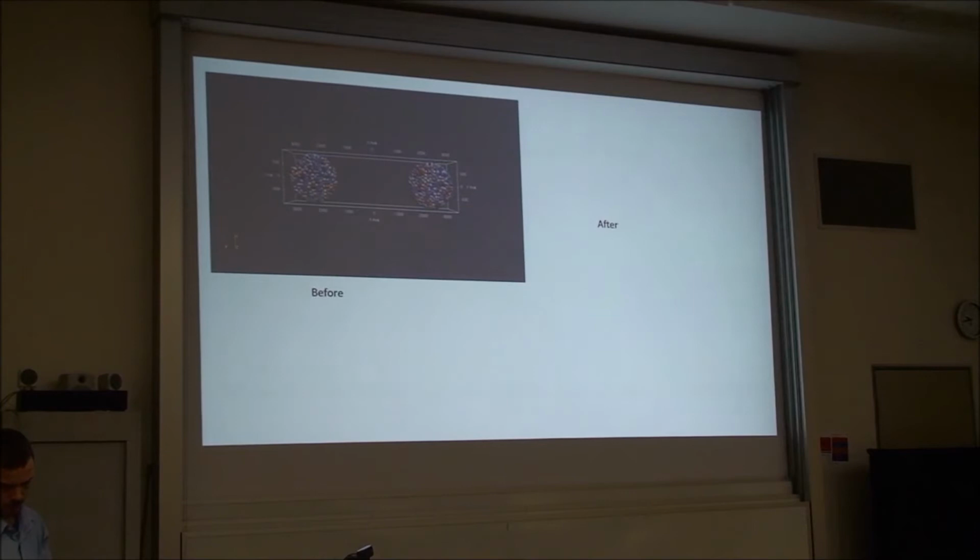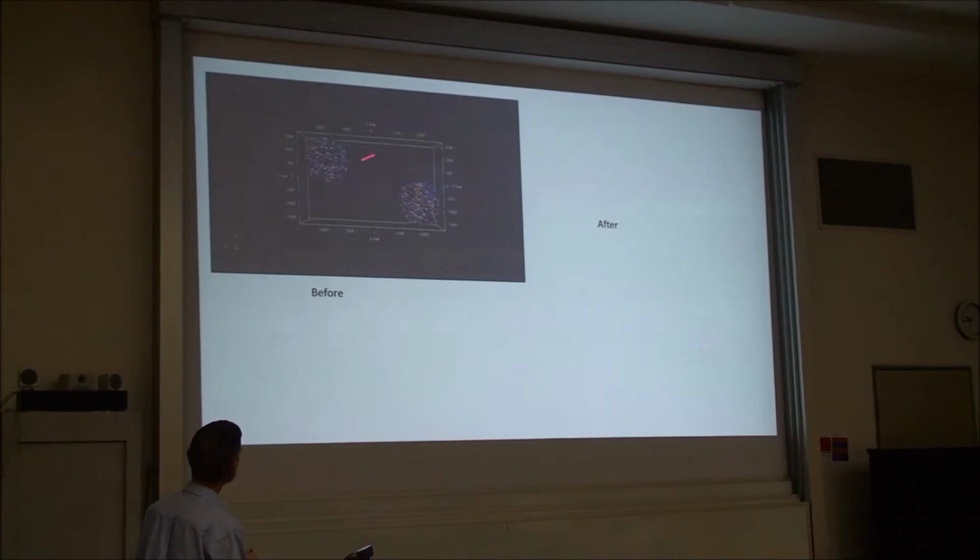And the problem is represented here. So we're trying to look at two rubble pile asteroids that are meant to be orbiting each other.